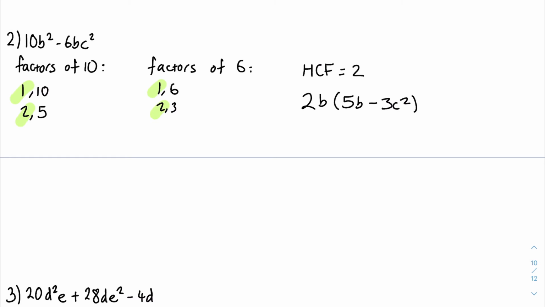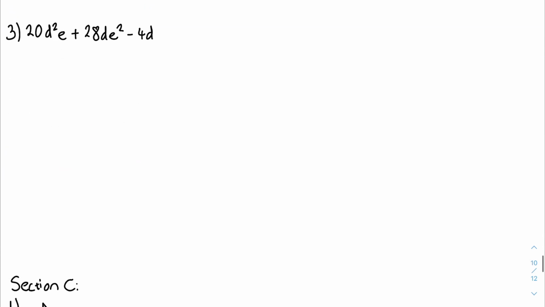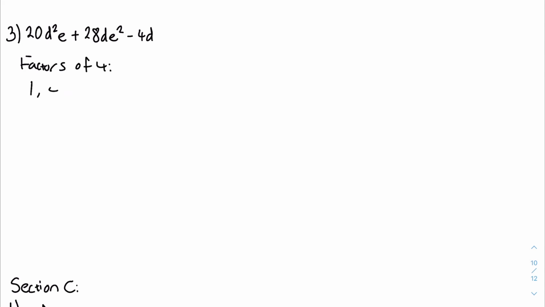Okay? Moving on to question 3, we've then got 20d squared e plus 28d squared minus 4d. So rather than us working out all the factors of 20, all the factors of 28, and then the factors of 4, let's start with the factors of 4, okay? So we know that our factors of 4 are 1 and 4 and 2 and 2, okay? Or just 2, basically. So because the factors don't go any higher than this, that means that our highest common factor here is either going to be 2 or 4.